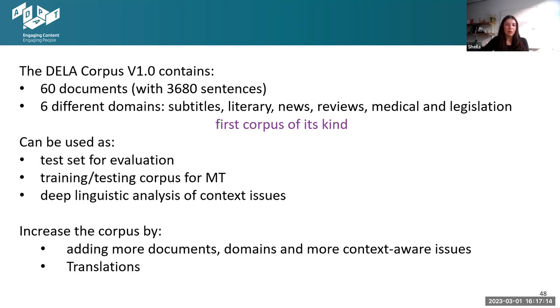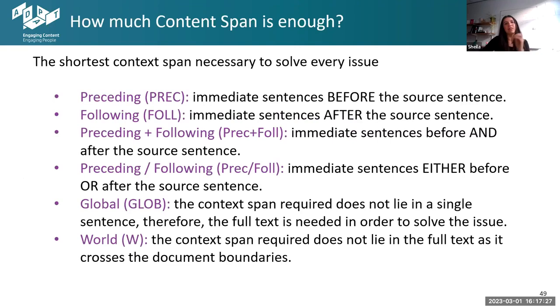After the corpus was compiled, what I wanted to know is, okay, I have this big corpus with all these context-level issues. How much span do I need to solve every single one of the issues annotated in the corpus? For that, what I did was a bit crazy. I just counted, for every single issue annotated in the corpus, the shortest context span necessary to solve those issues.